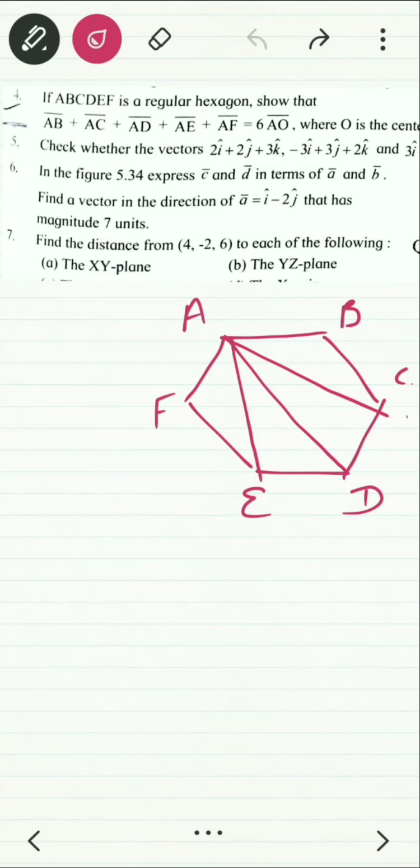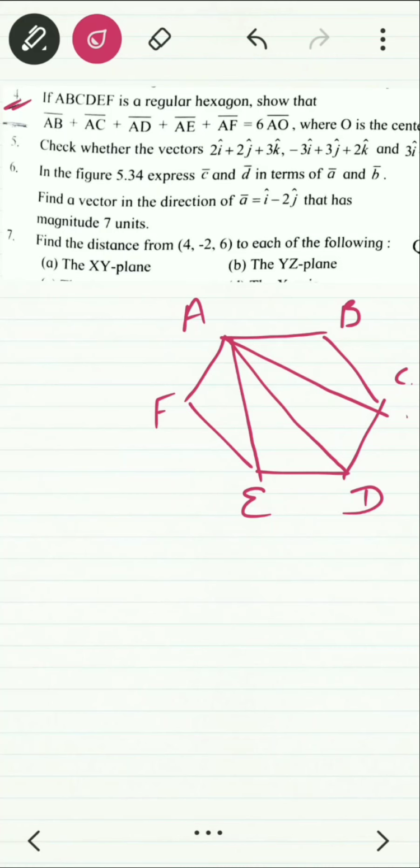The next question: if ABCDEF is a regular hexagon, then show that AB bar plus AC bar plus AD bar plus AE bar plus AF bar is equal to 6AO bar, where O is the center of the hexagon. Now let us check how to do this sum.